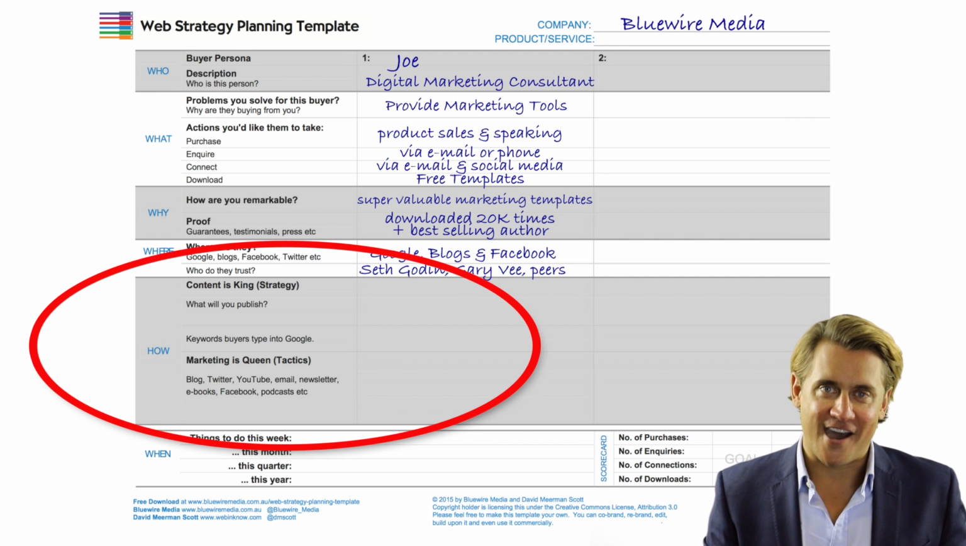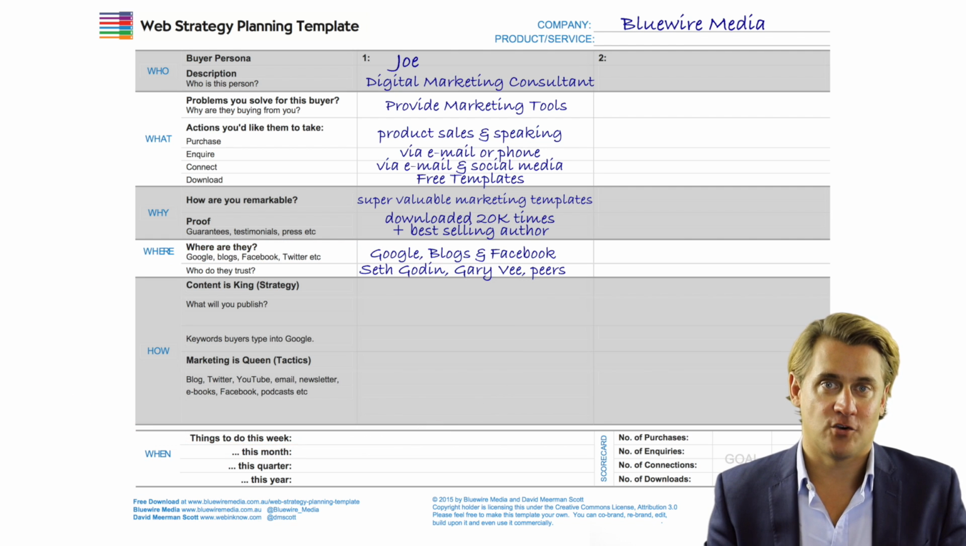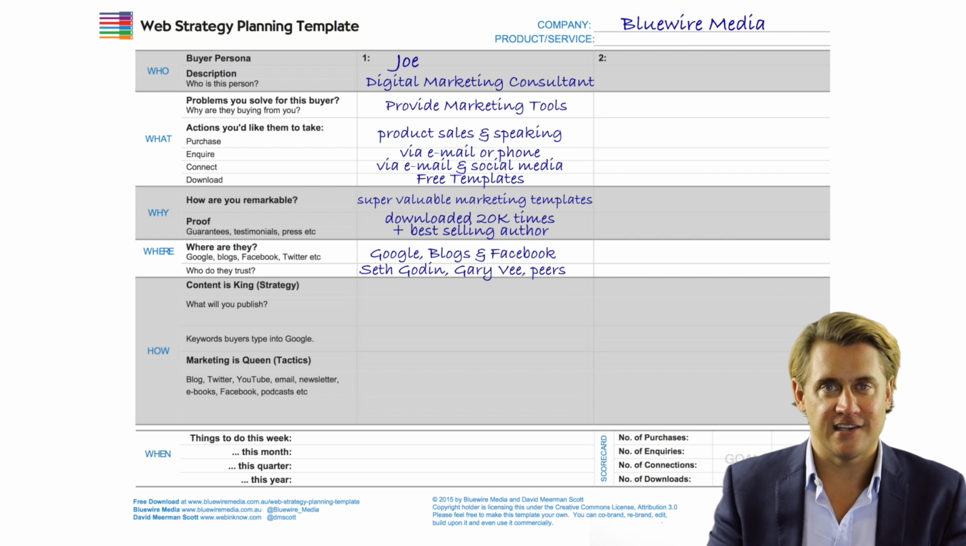Which brings me to the how section. The how section, I say content is king, this is the strategy, but marketing is queen, and the queen normally rules the roost. So the marketing is actually the tactics. So let me break that down for you.